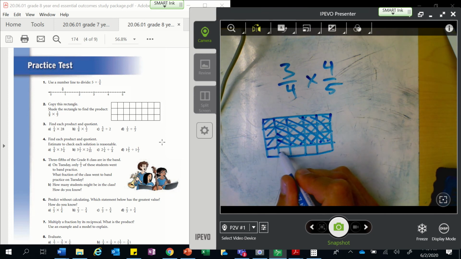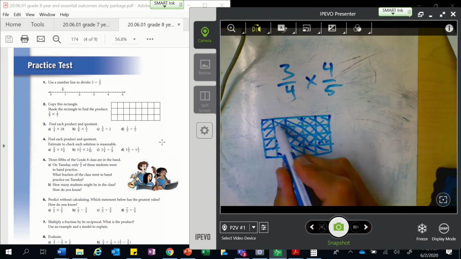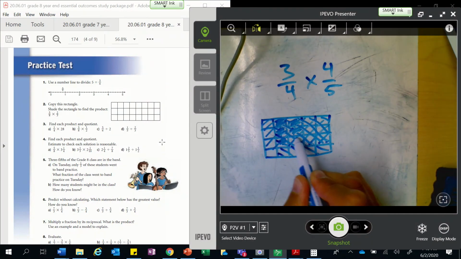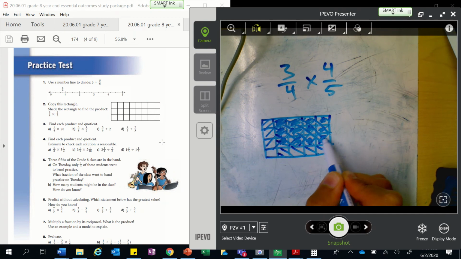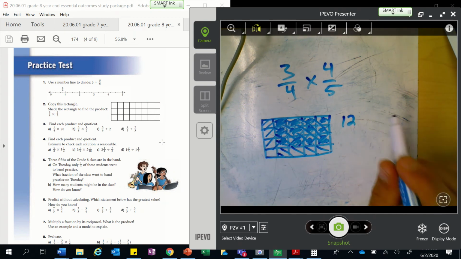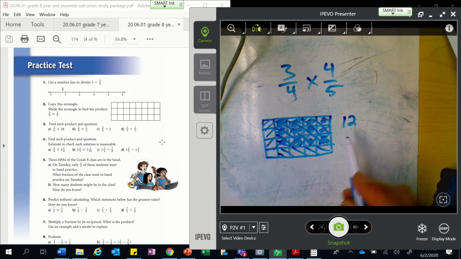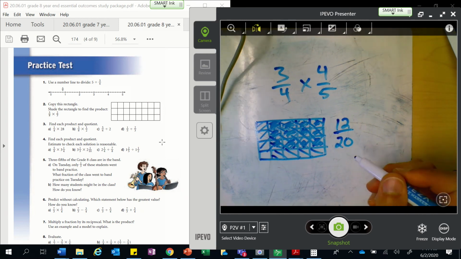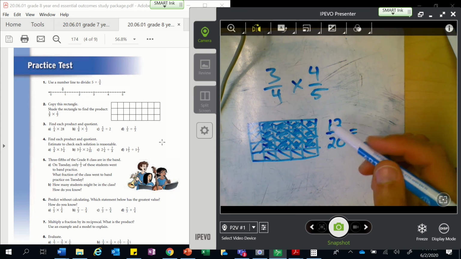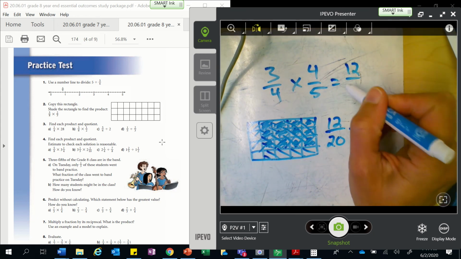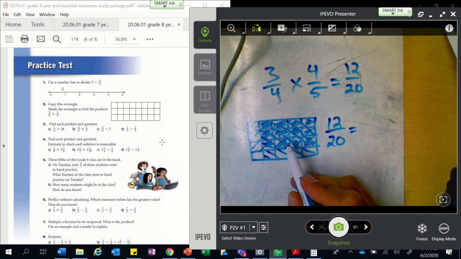Of the 4 of the 5 columns, you can see that 12 of them got double shaded because we shaded 3 rows and 4 columns. 12 of them out of 20. So that means we have 3 times 4 is 12, 4 times 5 is 20. 12 out of 20 are shown.